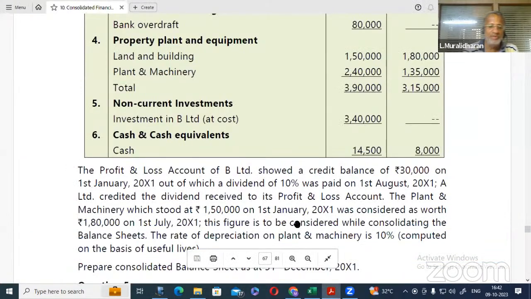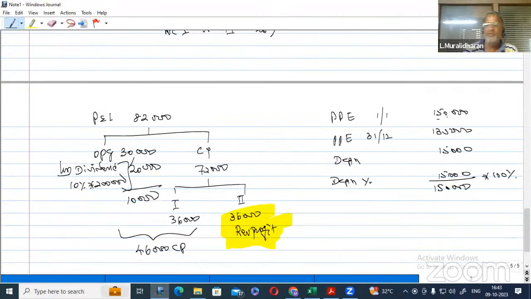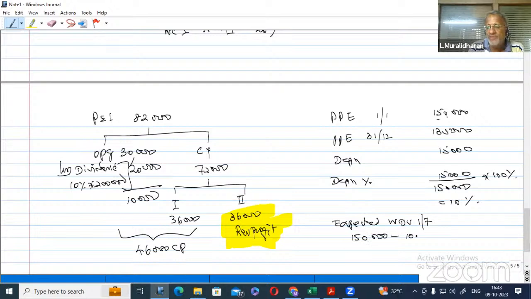Even though they have mentioned that the rate of depreciation on plant and machinery is 10%, they need not have mentioned it, they are extravagant. Since it is a problem at intermediate level, they wanted to help the students community. Even if that material information is missing, still the problem can be solved. Are you understanding? This being the depreciation as on that particular date. What is the expected WDV on the date of acquisition, that is 1st of July? It should be 150,000 minus 10% on 150,000 on a pro rata basis, where it is 6/12 when you make it.